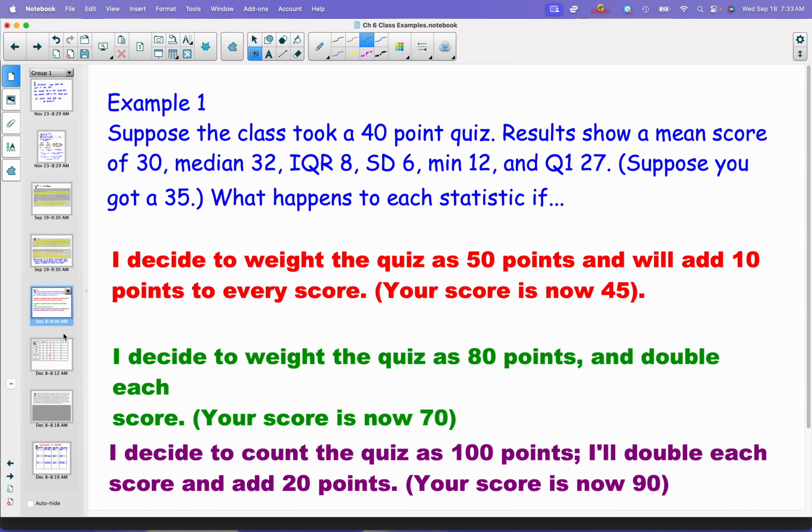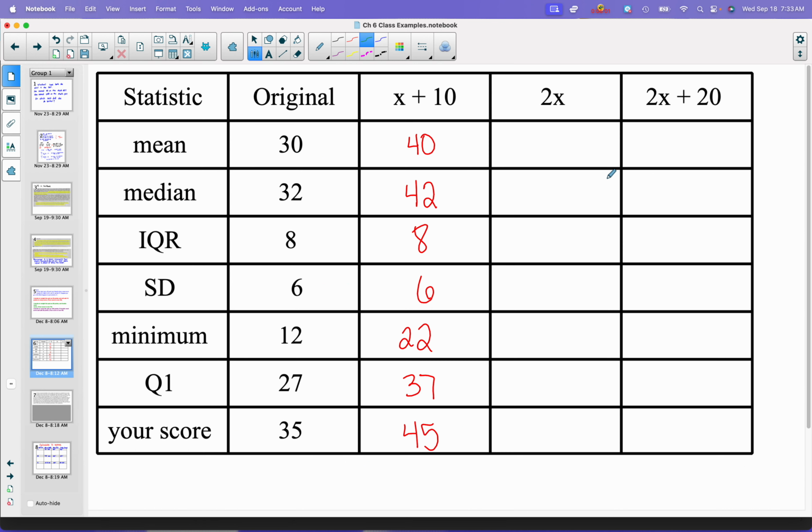So I'm multiplying by 2. So here we go. The mean, instead of what your score was, your score is now 70. So the mean will double, and it will now be 60. The median will double. It will now be 64.